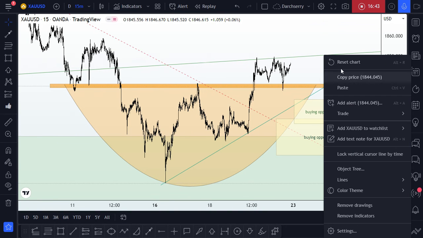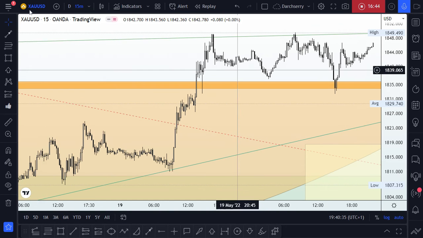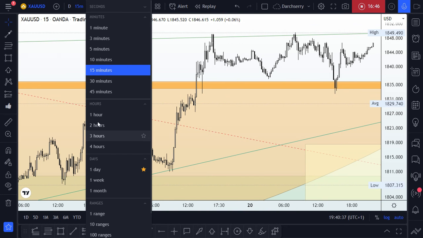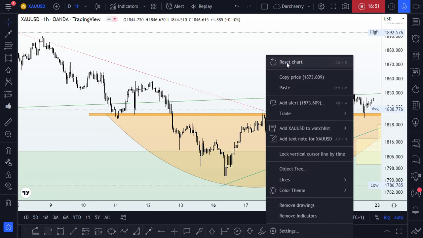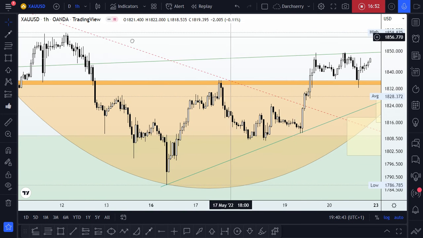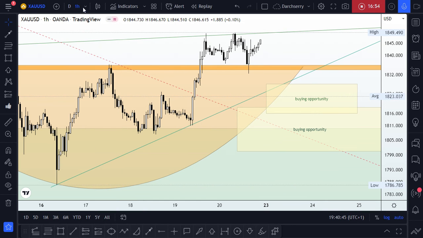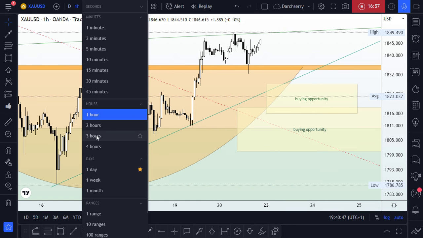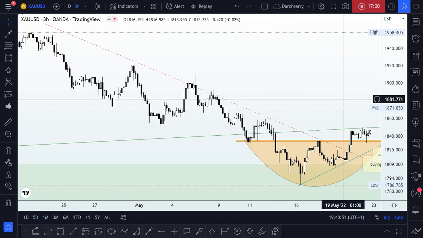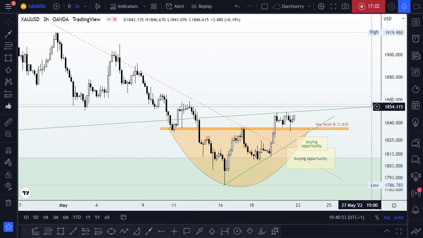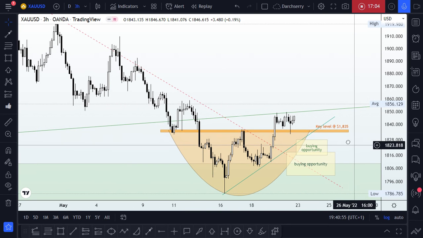So for me personally, what I want to be looking forward, if you go back to the 1 hour time frame now, since we've already found what we're looking for on the 15 minutes time frame. Okay, is it 1 hour? Okay, let's go to the 2 hours time frame, or 3 hours, I guess. So yes. So now we have two scenarios we can work with at this point.